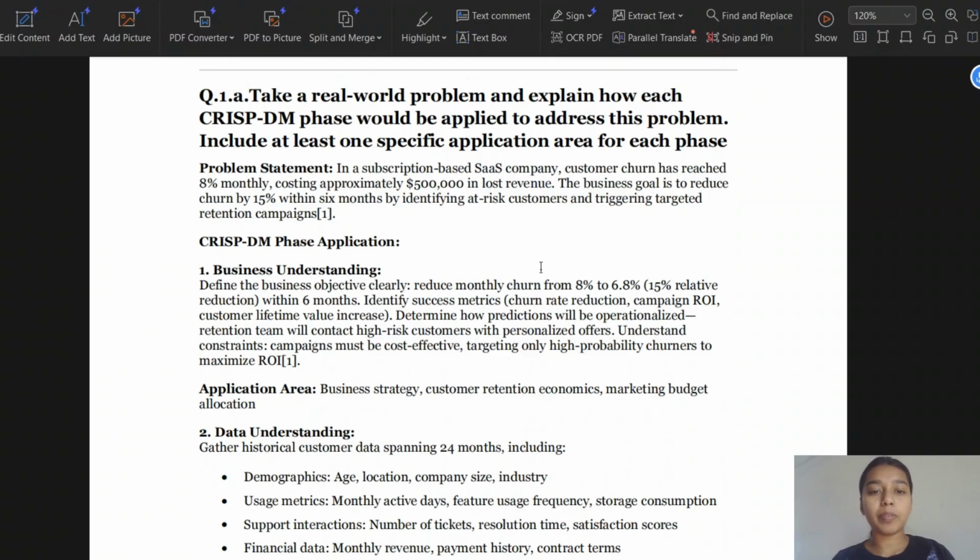The problem statement is, in a subscription based SaaS company, customer churn has reached 8% monthly, costing approximately 500 lakh dollars in lost revenue. The business goal is to reduce churn by 15% within 6 months by identifying at risk customers and triggering targeted retention campaigns.